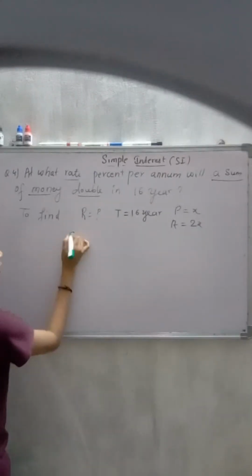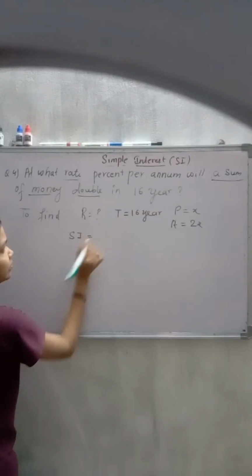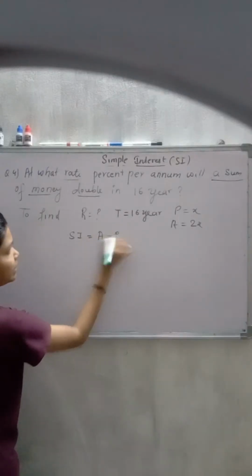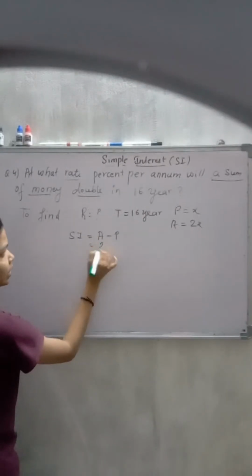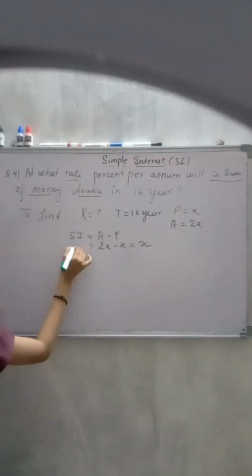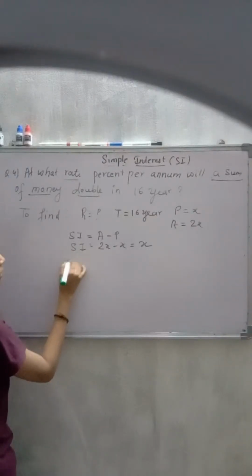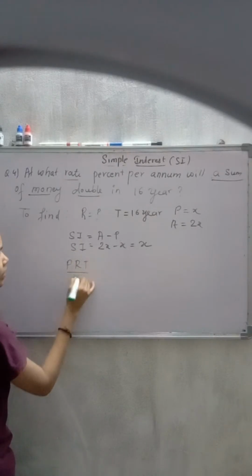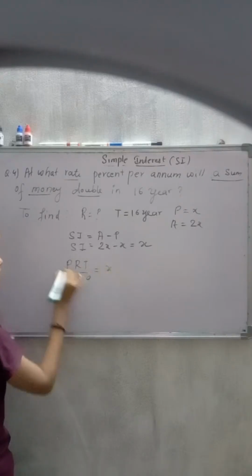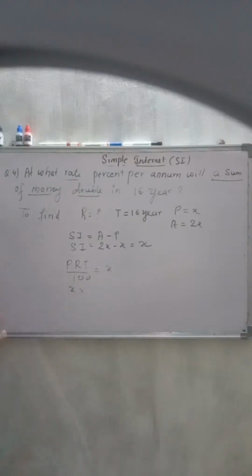Okay, so we know SI will be amount minus principal. Amount is 2x minus x, so it will give you x as simple interest, and simple interest we know PRT by 100 equal to x. Principal, we have assumed principal as x.